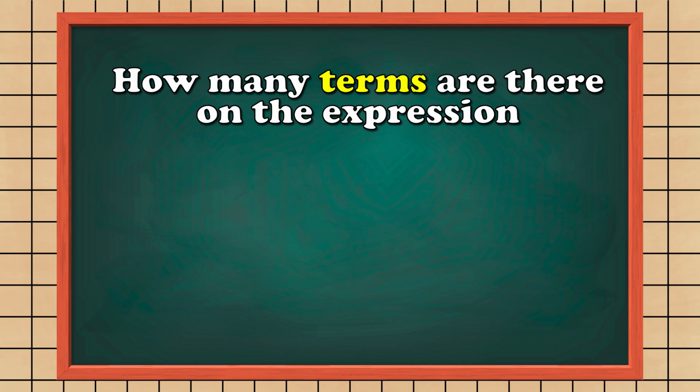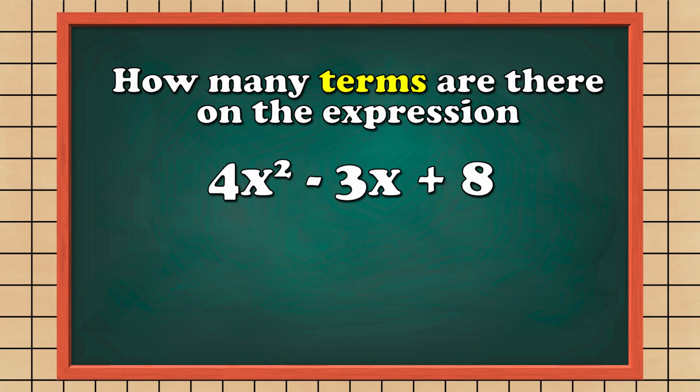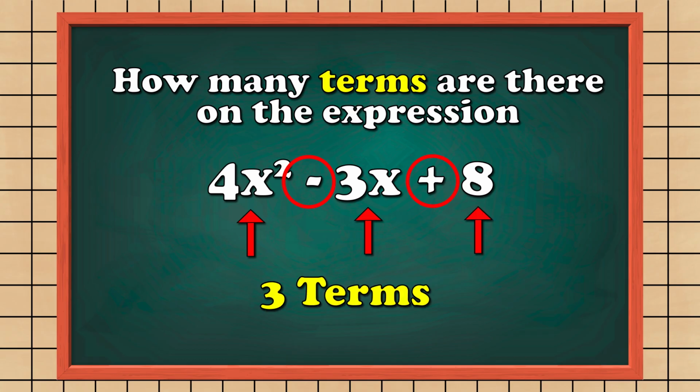Question number 2. How many terms are there in the expression 4x squared minus 3x plus 8? Again, terms are the parts separated by plus or a minus. Here, we have the terms 4x squared, negative 3x, and 8. So we have a total of 3 terms.